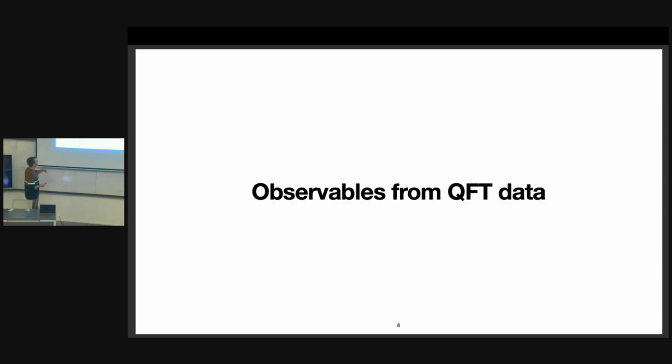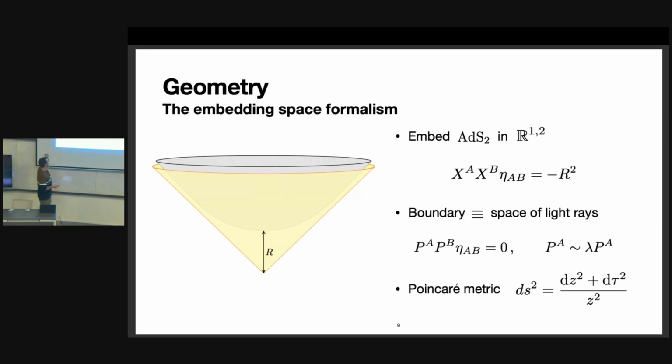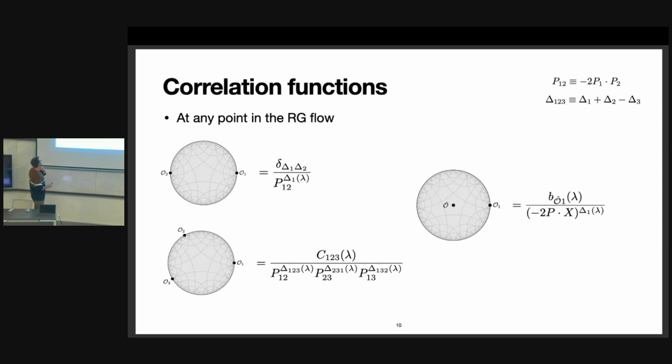Okay, so first of all, let me explain what I mean by saying that QFT data is everything for these observables. I'll first just set up the notation. I will use embedding space because everything is simpler. X will be points in AdS, and P will be the boundary, so the light rays. And the Poincare metric will be with this notation. The point is that at any value of this lambda, the two-point functions on the boundary will have this form.